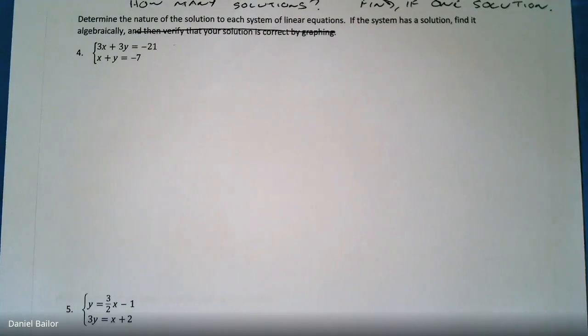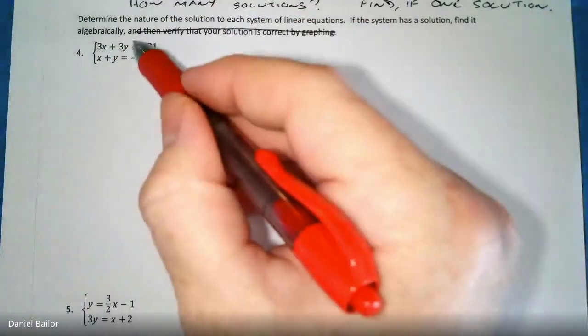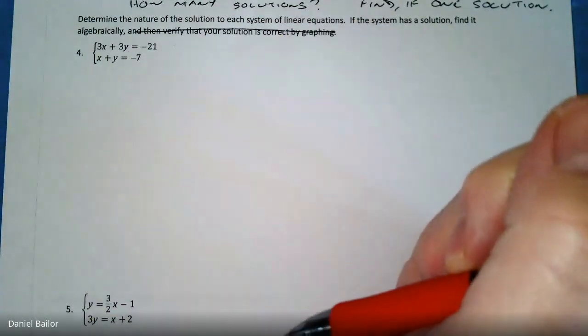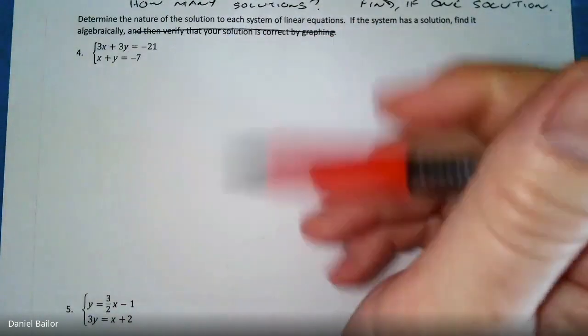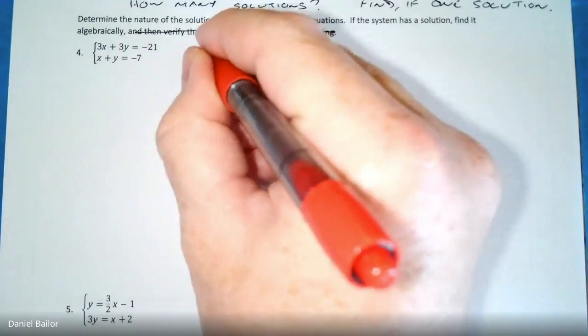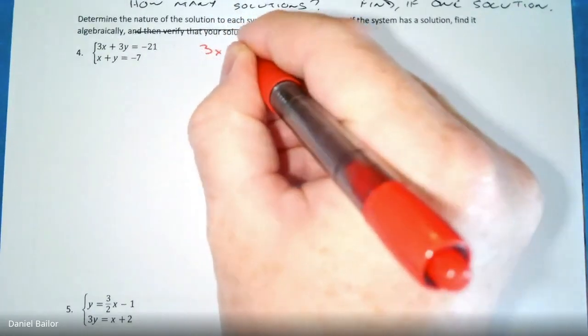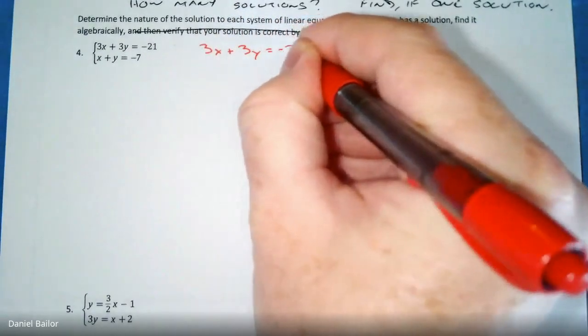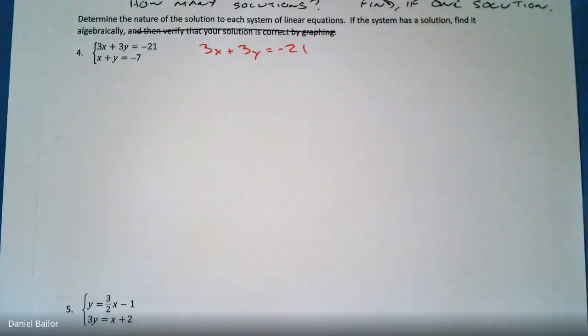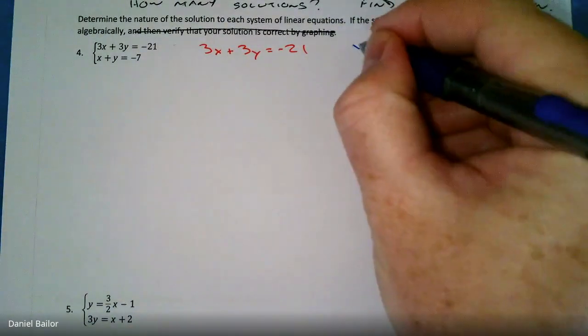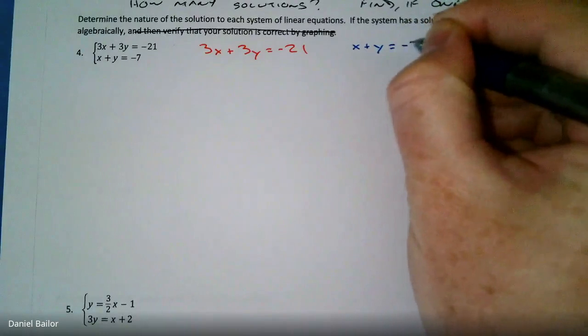So looking at number 4, we have our system, but our system is not in slope-intercept form. And remember, step 1 is we need slope-intercept form. So let's change them. We have 3x plus 3y equals negative 21. And we have x plus y equals negative 7.